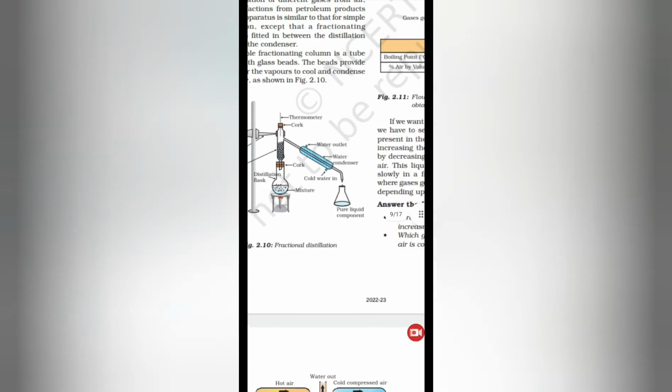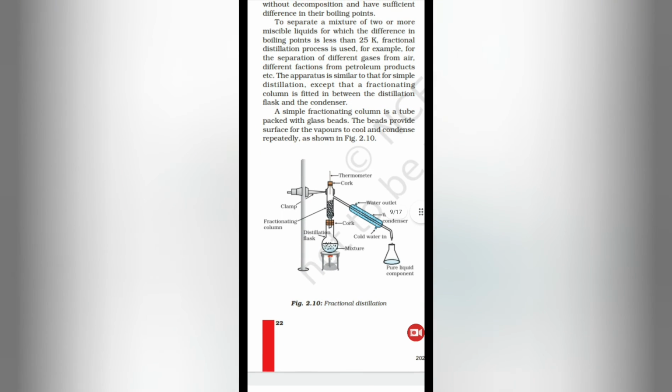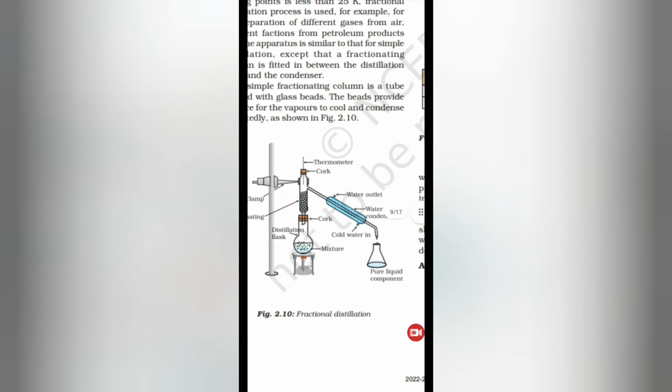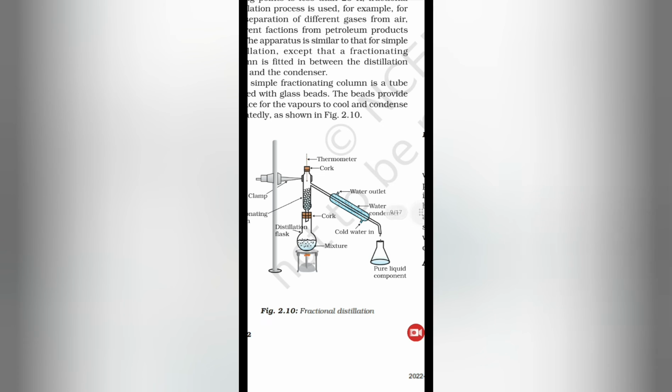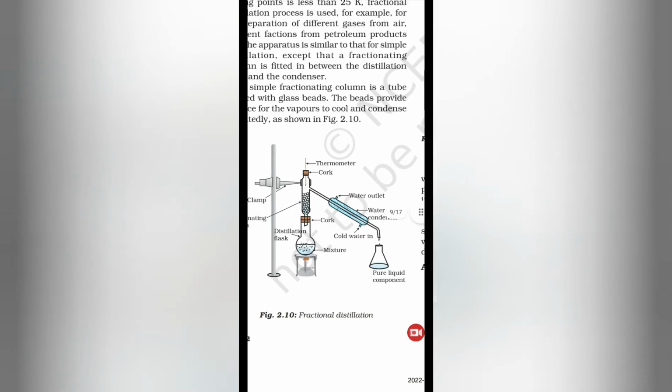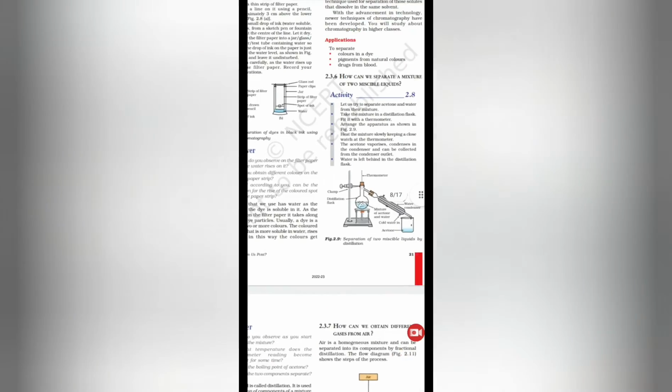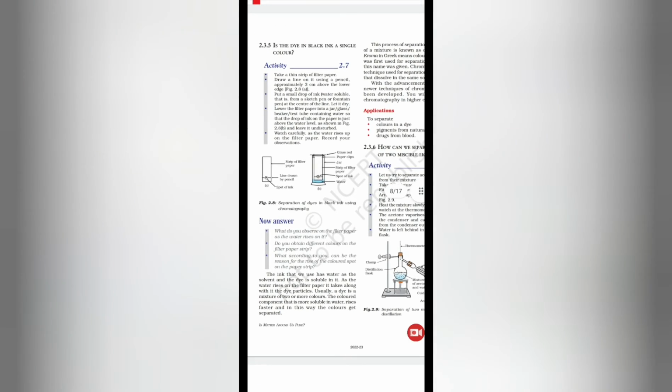Then what about the next one? Distillation is performed to separate two miscible liquids. So here a pure liquid component is obtained through the distillation method, that is called the fractional distillation method. So here you can see the diagram of that, right? So these were some of the methods that were used.